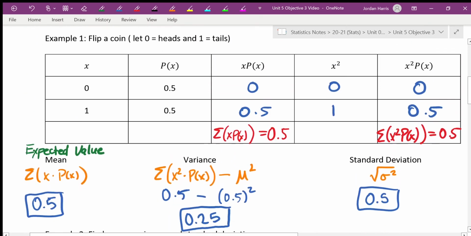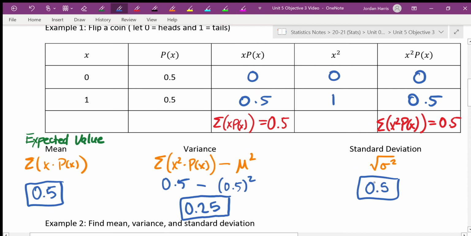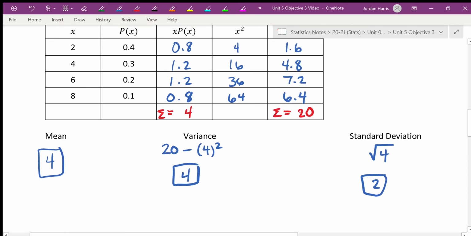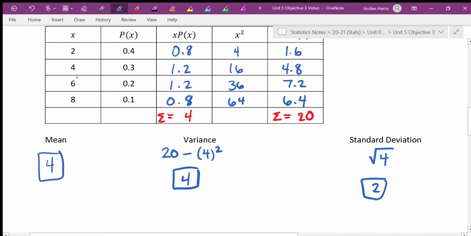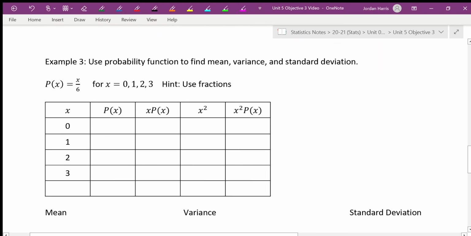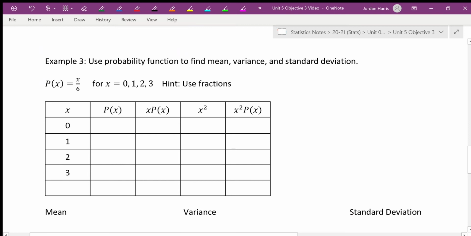Okay, so if you look at this one, 0 and 1, 0.5, it's a really small standard deviation. Those are pretty close together. A 2, it's still a decently small standard deviation, but not as small, because you can notice our data is more spread out. It's going from 2 to 8 now. So it's a little more spread out, so it makes sense to have a higher standard deviation.